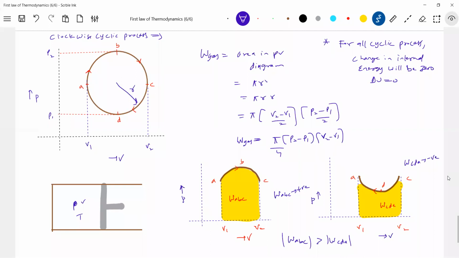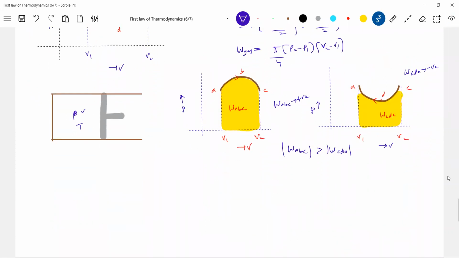You can ask a question. As it moves from A to C, volume increases. As it moves from C to A along the path CDA, the volume decreases. So therefore, the work is negative. So definitely the higher positive value minus the lower negative value, the resultant will be positive. So therefore, for a clockwise cyclic process, work done will be positive. Agreed? For counterclockwise, work done will be negative.